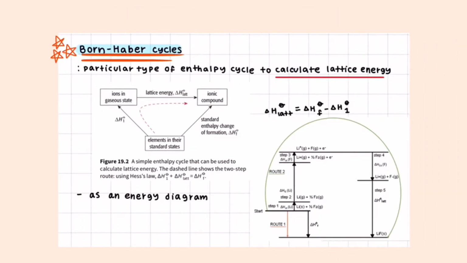A really important cycle appears in this chapter. This is the Born-Haber cycle. The Born-Haber cycle is a particular type of enthalpy cycle to calculate lattice energy. Lattice energy is equal to the enthalpy change of formation minus the enthalpy changes involved in changing the elements from their standard states to their gaseous ions. The Born-Haber cycle is usually represented as an energy level diagram.